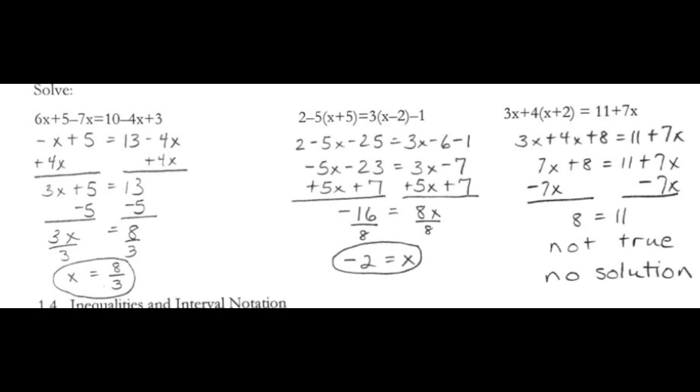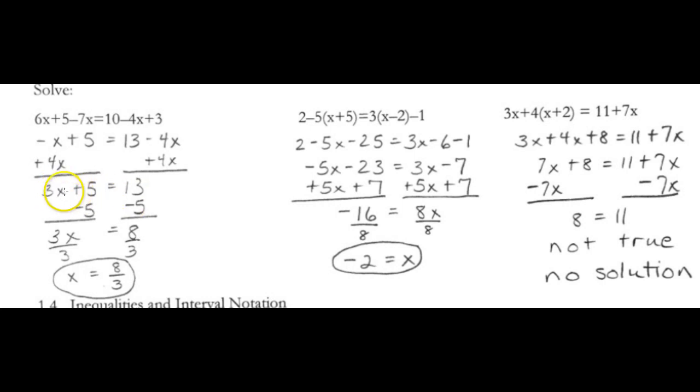Our first problem will be 6x plus 5 minus 7x equals 10 minus 4x plus 3. So we want to combine like terms. 6x minus 7x will give us minus x. And on the right-hand side, 10 plus 3 gives us 13 minus 4x. I like to get rid of the x term that is the smallest. So minus 4x is smaller than minus x. So we add 4x to both sides. That will give us 3x plus 5 equals 13.